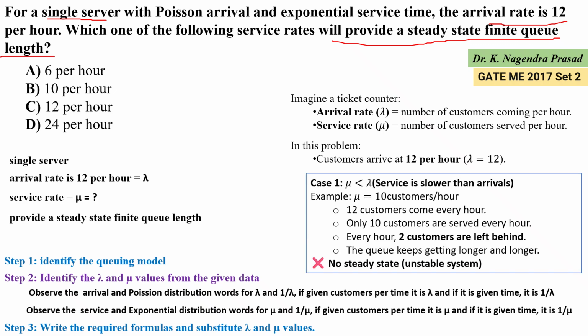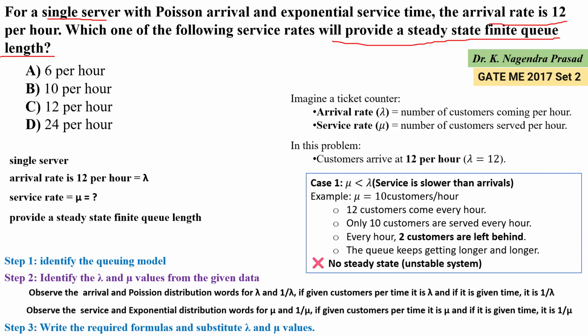If mu is less than lambda, it means service is slower than arrival. Let's consider mu as 10 customers per hour, which is less than lambda, which is 12 customers per hour, meaning 12 customers are coming every hour. But only 10 customers are served every hour, so every hour 2 customers are left behind. In this case, the queue keeps getting longer and longer, which results in no steady state. So it is an unstable system.